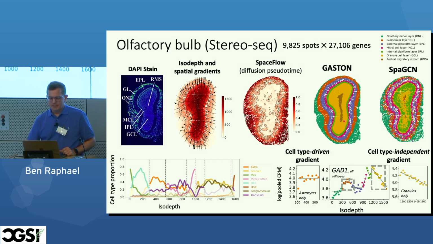Here's GASTON. It gets all the layers quite well, including the center layer where there's stem cells, seemingly better than the graph convolutional neural network. Again, we can look at cell types and we can look at individual genes as a function of this isodepth and see gradients of expression as you go between the layers of the olfactory bulb.